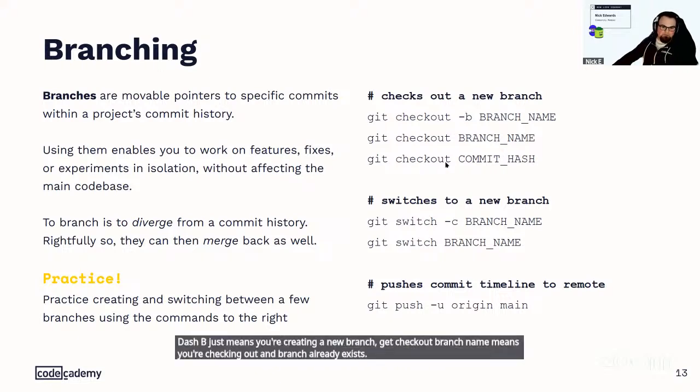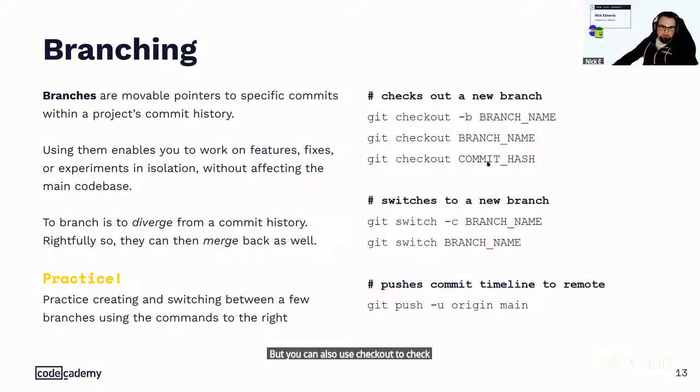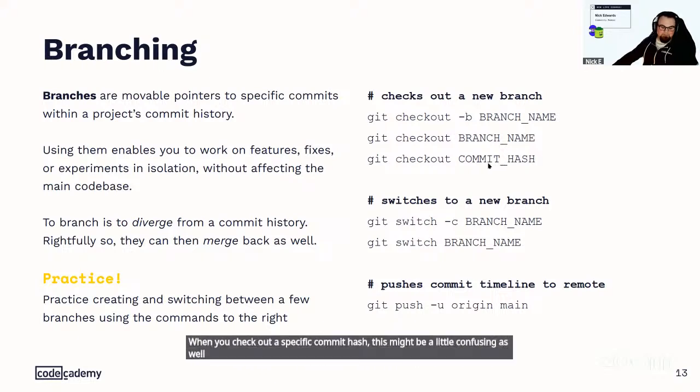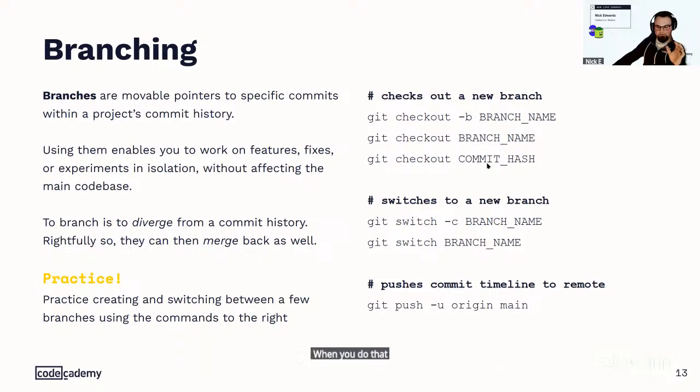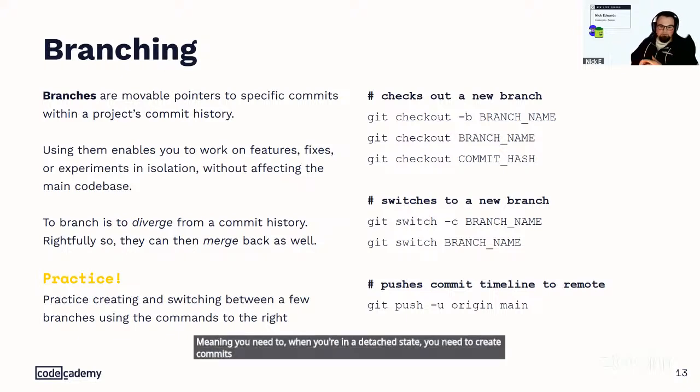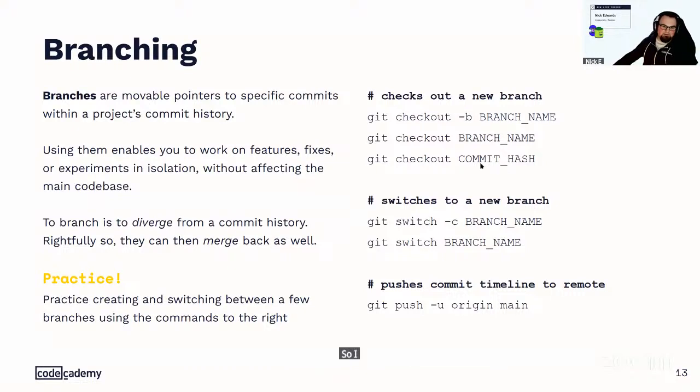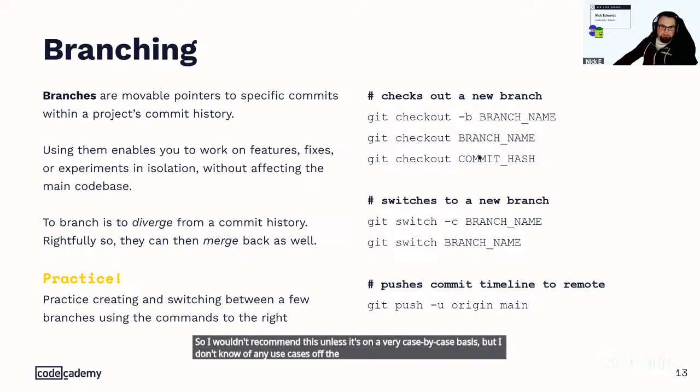But you can also use checkout to check out a specific commit hash. This might be a little confusing if you've never heard of it before, but when you do that, you are going to be in what's called a detached state. When you're in a detached state, you need to create commits and then choose a branch to push those back to, because you're kind of operating in limbo, if that makes any sense. So I wouldn't recommend this unless it's on a very case by case basis, and I don't know of any use cases off the top of my head where this would be immediately useful.